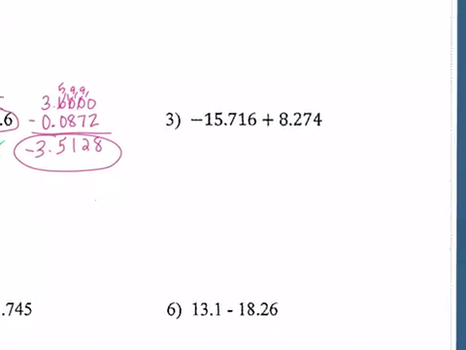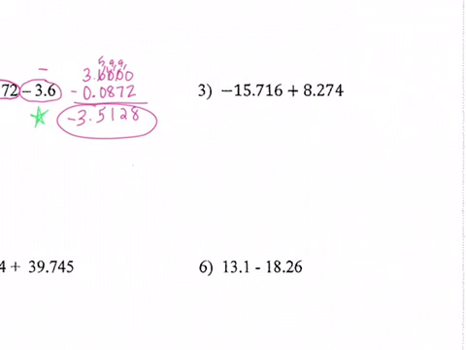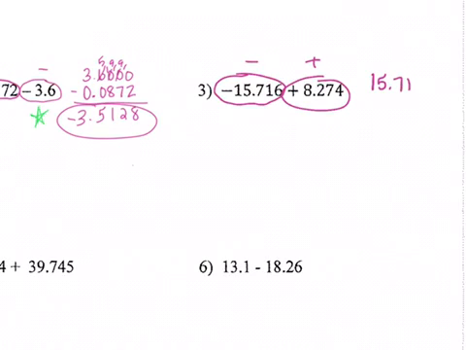Then on number 3, negative 15.716 plus 8.274. Use those integer rules. So we're going to subtract. Which number should go on top? 15. So to set it up, I've got 15.716 minus 8.274.